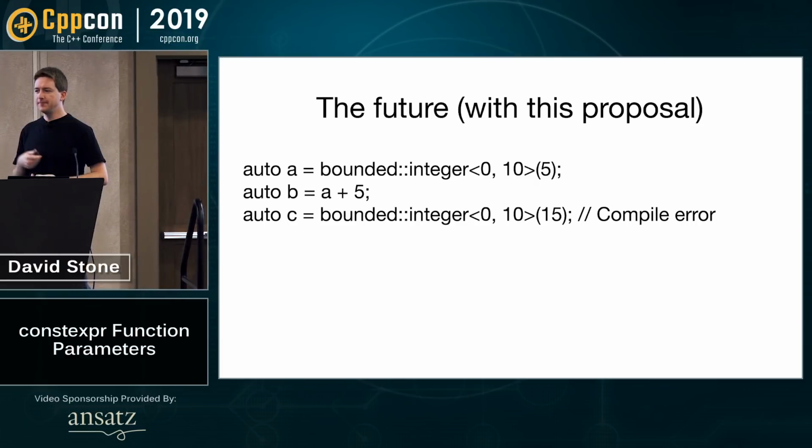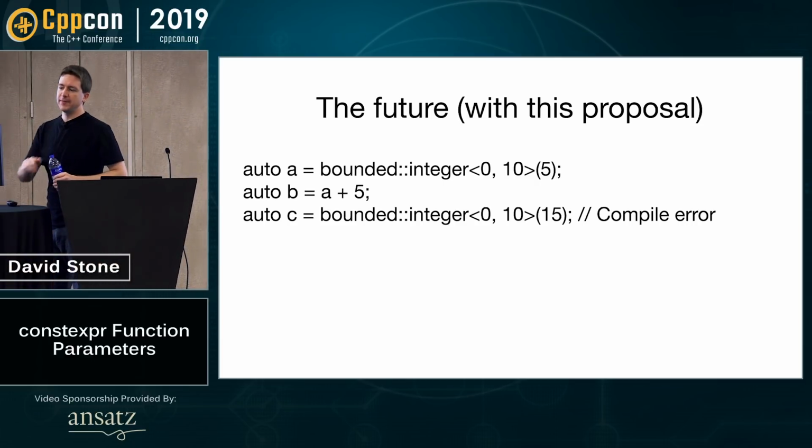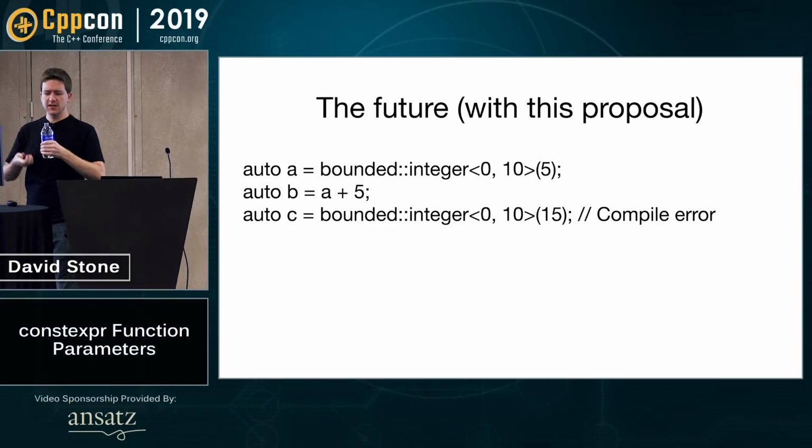So under this proposal, it could look like this. You can just construct the type with just regular integers like you're used to.